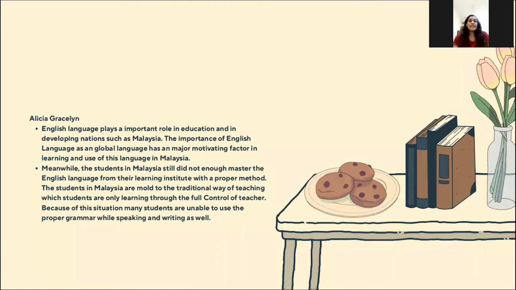Okay, this is the teaching method that should be implemented in the classroom. In my opinion, the English language plays an important role in education and in developing nations such as Malaysia. The importance of English as a global language is a major motivating factor in learning and using this language in Malaysia. Meanwhile, the students in Malaysia still have not mastered the English language from their learning institutes with a proper method.